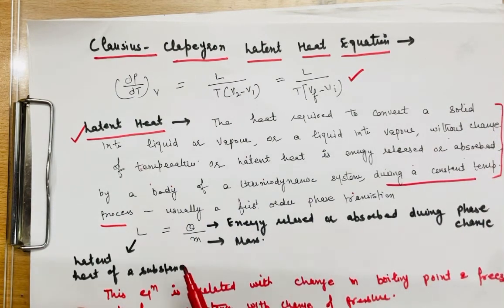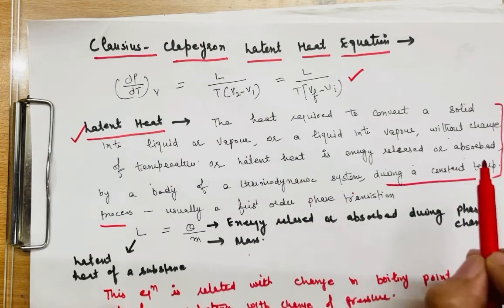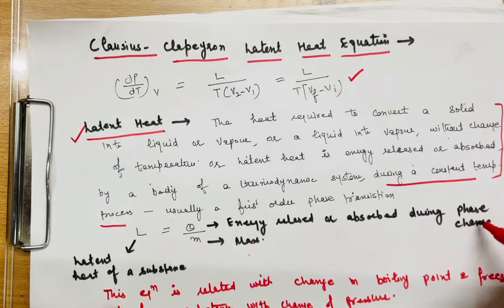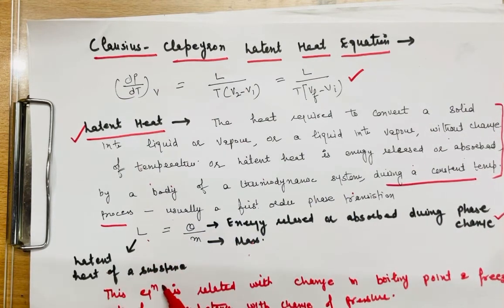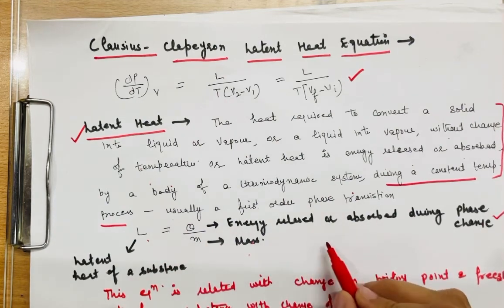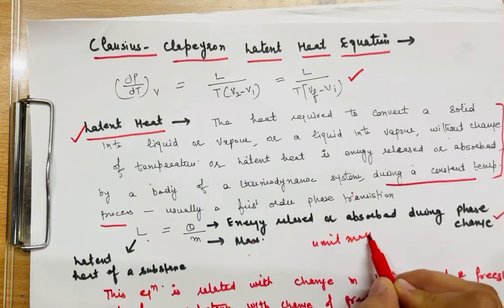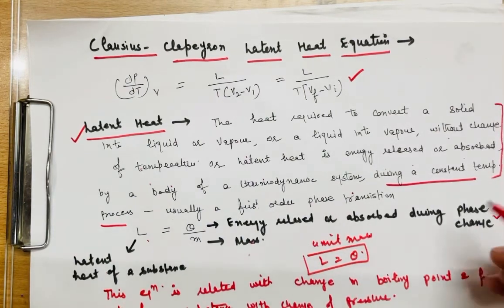Mathematically, we write L is equal to Q by M, where M is the mass and Q is the energy given to the substance for the change of phase, or the energy released or absorbed during the phase change. Clear? And this L is the latent heat of the substance. When the mass is unit mass, or we can say 1 gram, then L is equal to Q. So this is about the latent heat.